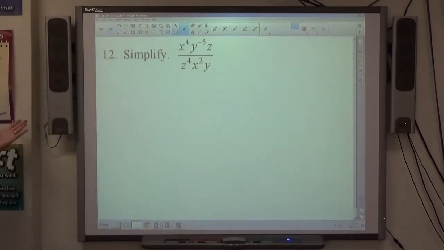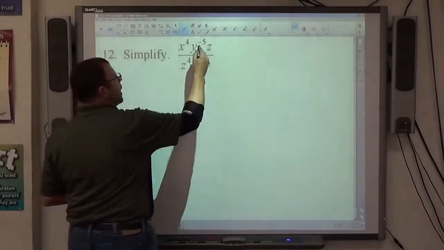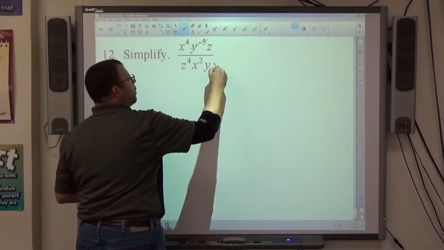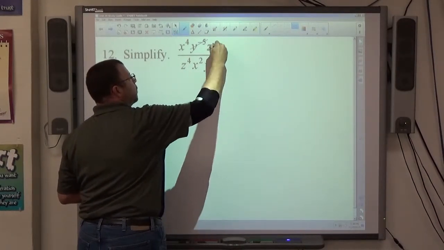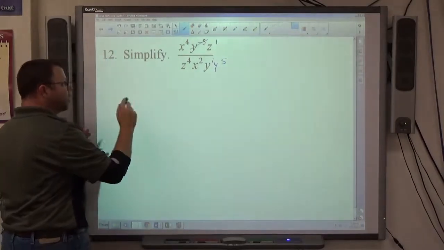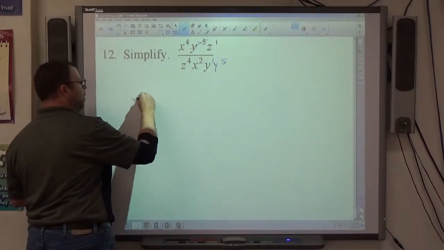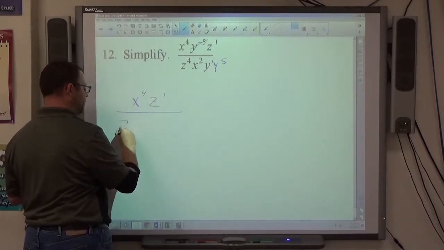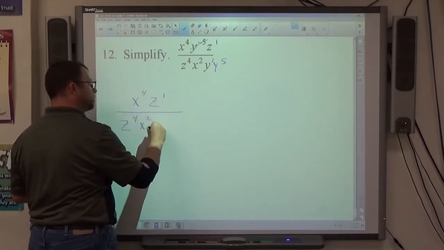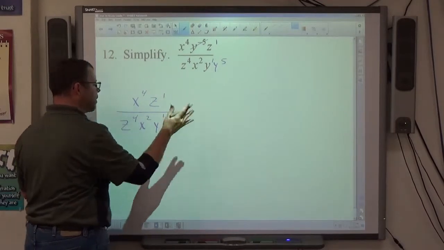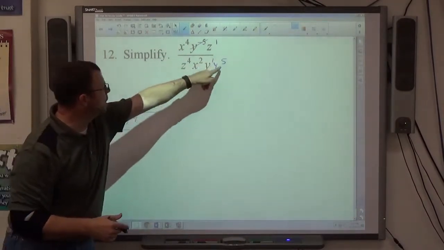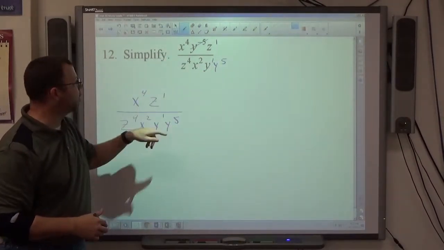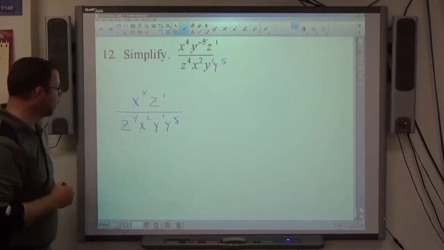Number 12, same basic idea. The only problem is we have a negative power in this one, so I'm going to move this down where it belongs. I'm also going to put first powers where they belong. Before I start worrying about where things belong, I would rewrite the problem into a better form. So negative powers disappear, they become positive powers, and first powers get written on there.